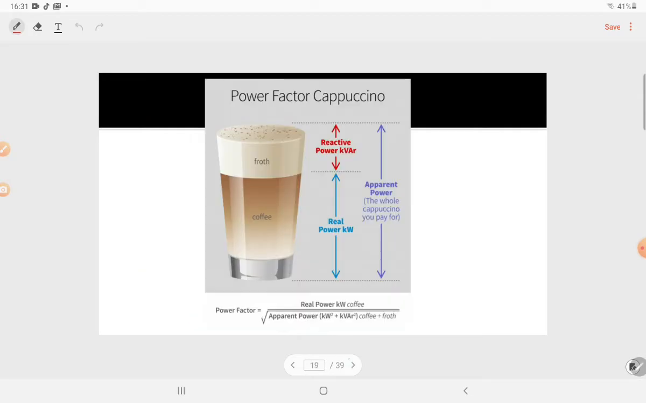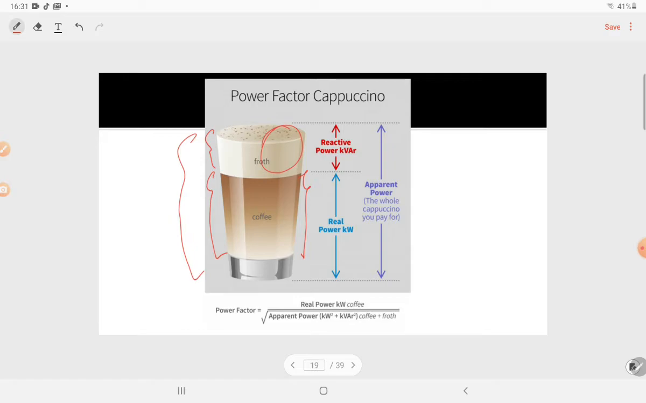Okay, so this is another analogy. If you want to buy a cappuccino, right? Usually a cappuccino consists of the froth over here. Froth is actually milk bubbles, right? And the coffee over here. The amount that you pay is for the whole cup, right? But what you can enjoy is only the coffee over here. So this is the froth, usually it's just bubbles, right?